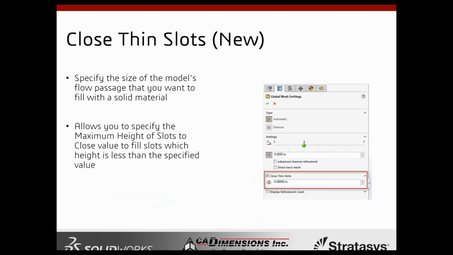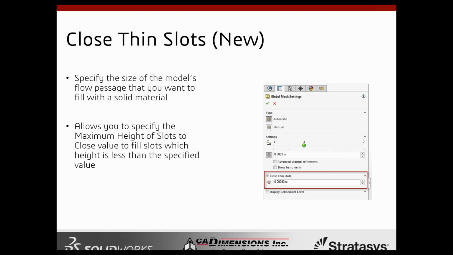The next thing is close thin slots. This is a new option that's been added to your global mesh setting. It allows you to specify the size of the model's flow passage that you want to fill with solid. Now, I really sat and thought about this for a second. Why would someone want to do this? Well, then it hit me.